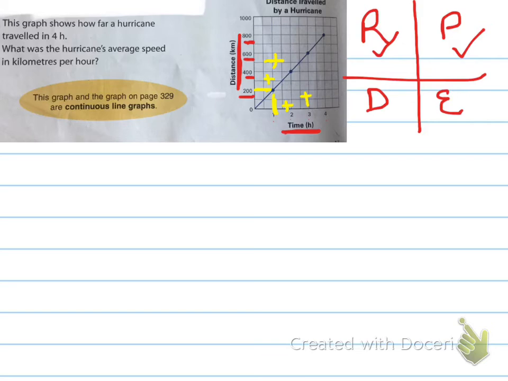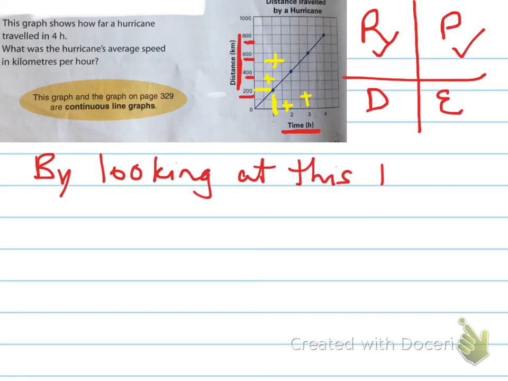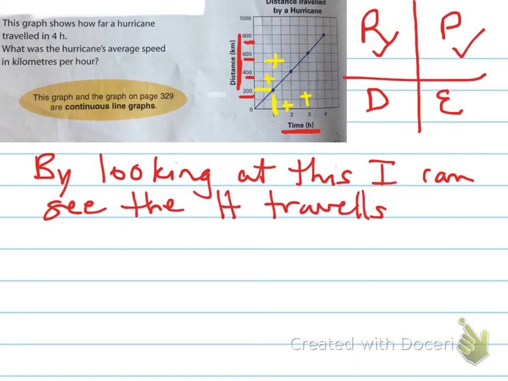Now, the doing the work is where I'm always after you guys to show me your thinking. So you might just choose to say, by looking at this graph, I can see the hurricane travels 200 kilometers per hour. Something you could also do to really demonstrate your understanding of the knowledge, and this would go into the do it and the explain it, right?